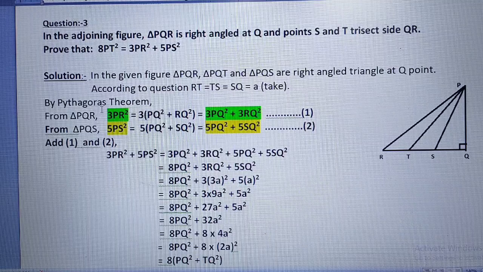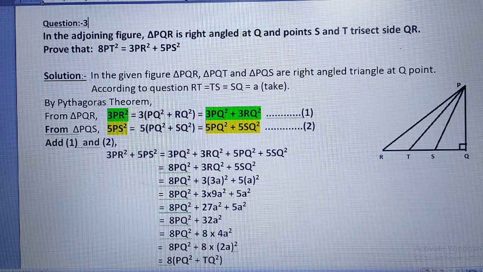Now see this figure, triangle PQR. Here is triangle PQR. At Q the angle is 90 degrees. T and S, these two are trisection points. Trisect means it divides into 3 equal parts. So RQ is the line where T and S are two points on RQ, dividing it into 3 equal parts, that is RT is equal to TS is equal to SQ. So I am taking here, according to the question, RT equal to TS equal to SQ. Let it be a. Any variable you can assume.